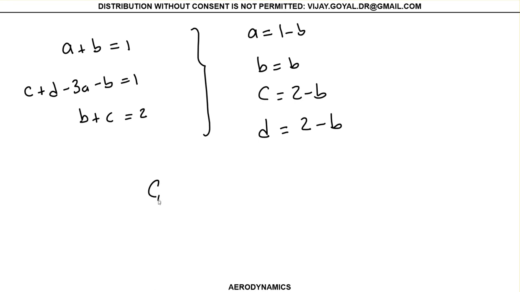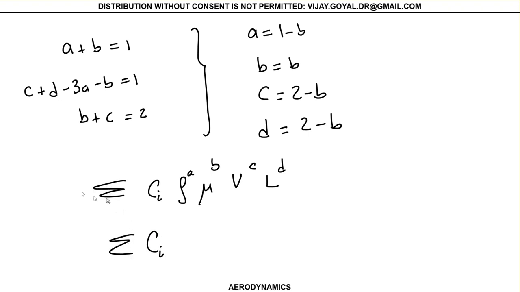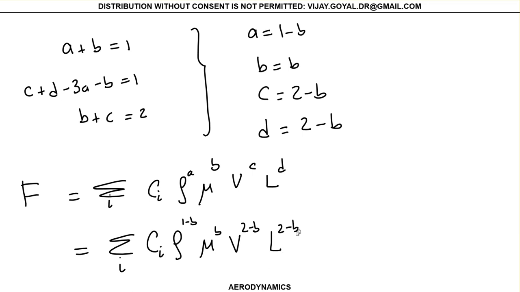So if I just take one coefficient, I had A, B, C, and I had D. So if I replace these values there, what you find is, remember, this is a summation over i, and this was all equal to F. So you have rho 1 minus B, mu B, B, 2 minus B, and this is 2 minus B.